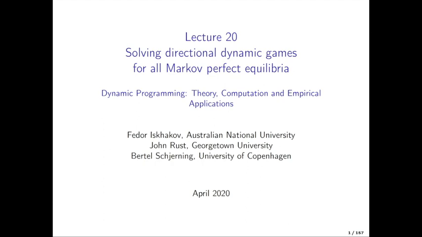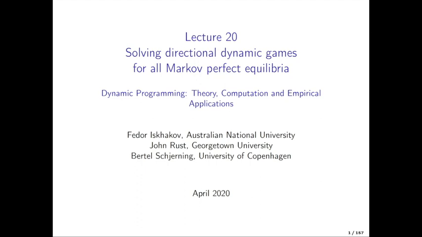On solving directional dynamic games for all Markov-perfect equilibria. So we're going to look at a particular class of games that has a directional state space. Loosely speaking, this means that when states are making transitions, they're only really moving in one direction. One example would be human capital accumulation without any depreciation of human capital. That would only go up, never go down.